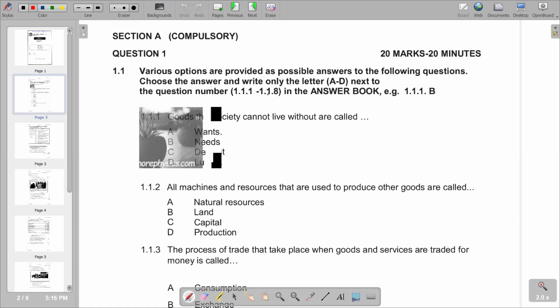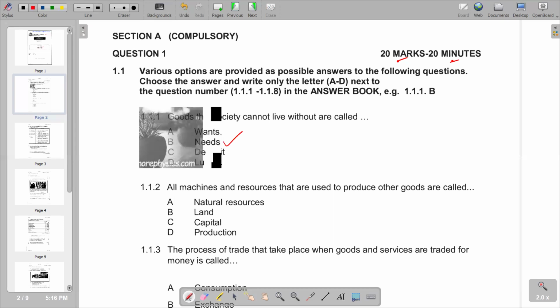In this video, I want to look at the question paper of March 2022. We are going to look at the first question of that paper, question one. Let's take note that the question is for 20 marks. Obviously, we know that goods that society cannot live without are called needs. The goods that they can live without are our wants. So basically, that's what we have.